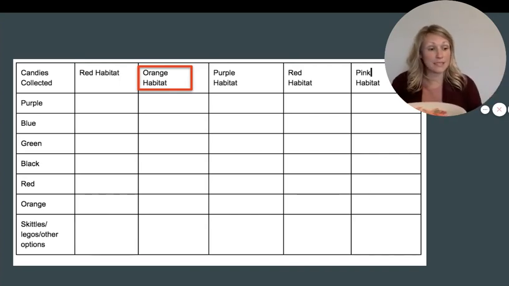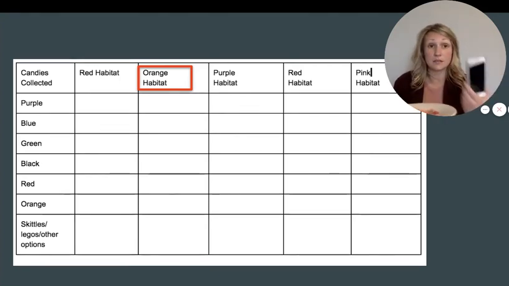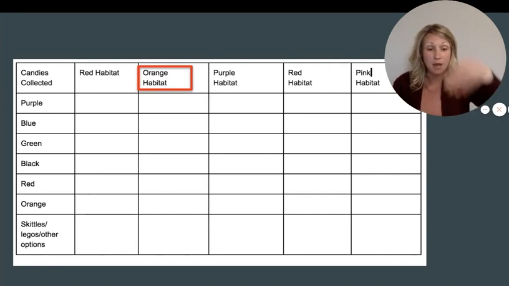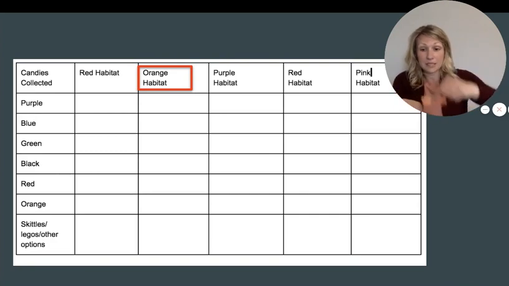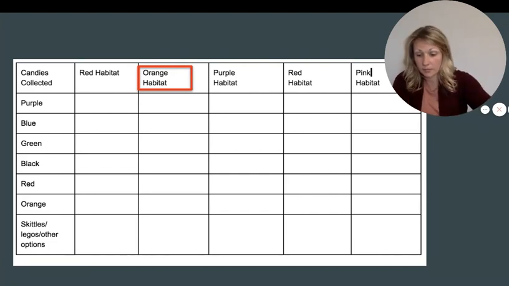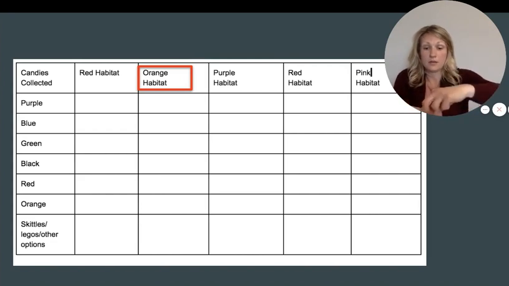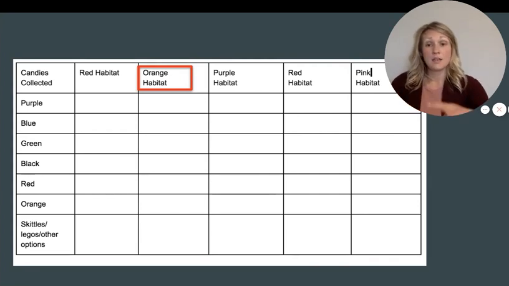And then I would set my timer again for 20 seconds, and I would start it, and I would continue to pick them up. Remember, just these two, and it has to go back into this hand. So you're picking up as fast as you can until the timer goes off. And then, so now I'm working with my orange habitat again, okay?